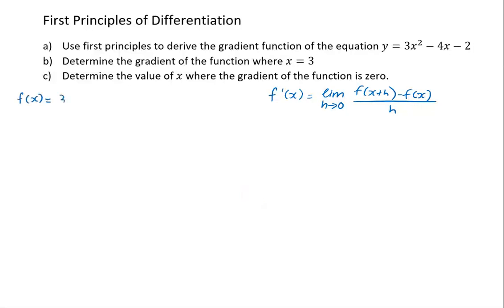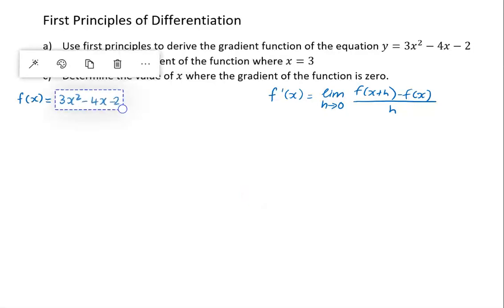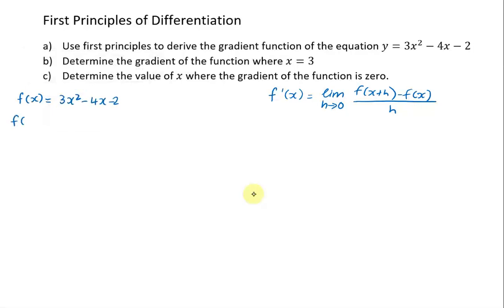So our function is 3x squared minus 4x minus 2. And we follow this by the function evaluated at x plus h. So everywhere in our original function that there's an x, we're replacing it with x plus h. So we have 3, there's an x, so we replace it with x plus h squared. Minus 4, there's another x, so we replace it with x plus h, minus 2.